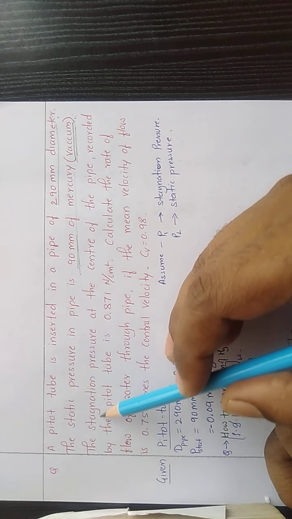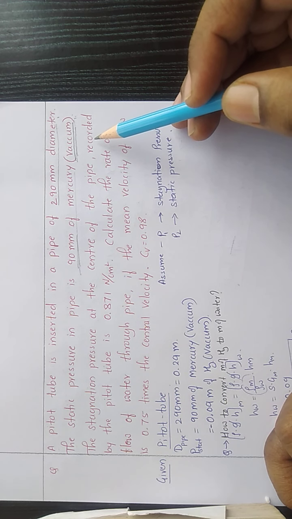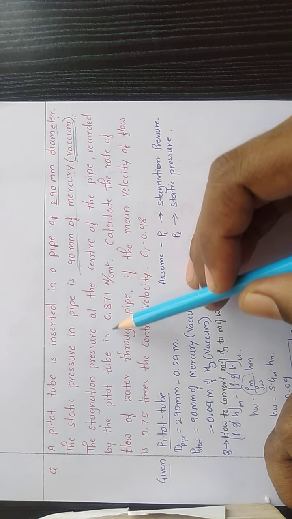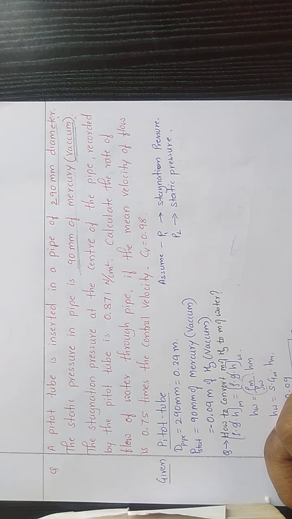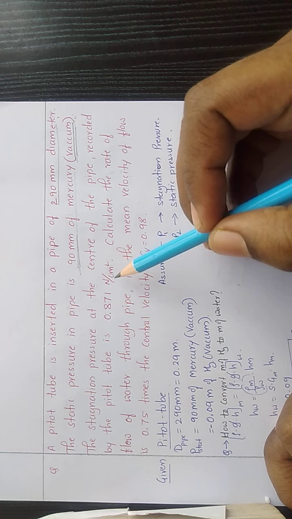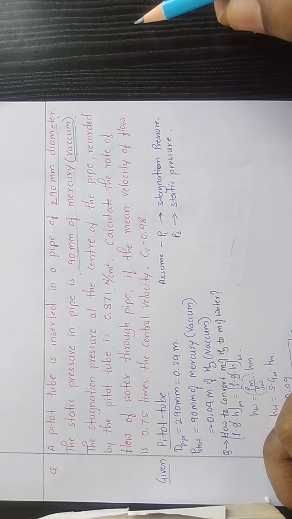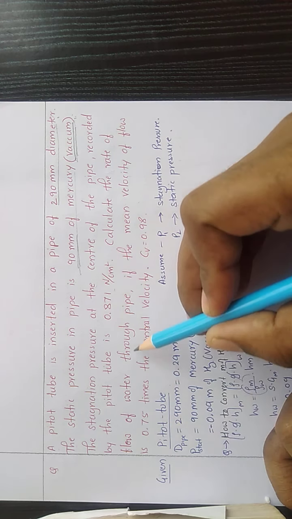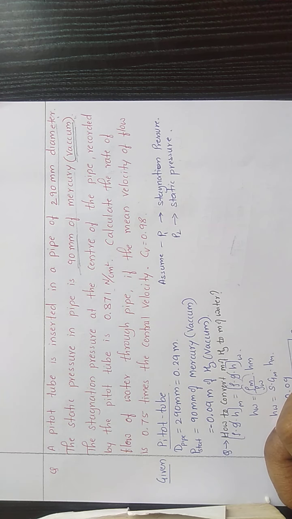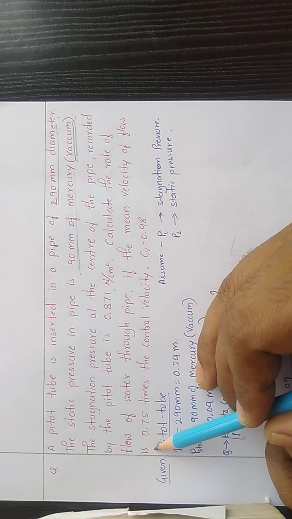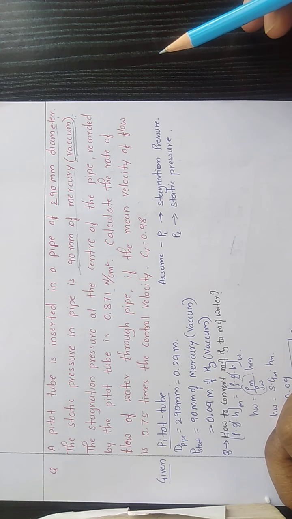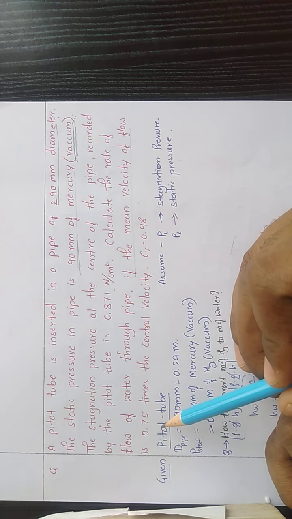The stagnation pressure at the center of the pipe recorded by the pitot tube is 0.871 Newton per centimeter square. So this is the stagnation pressure. Calculate the rate of flow of water through the pipe. We need to calculate Q. To calculate Q, we need to find the velocity. Once you find the velocity, you know the cross-sectional area of the pipe, so you can get the flow rate. If the mean velocity of the flow is 0.75 times the central velocity, what is the meaning of this mean velocity of flow?